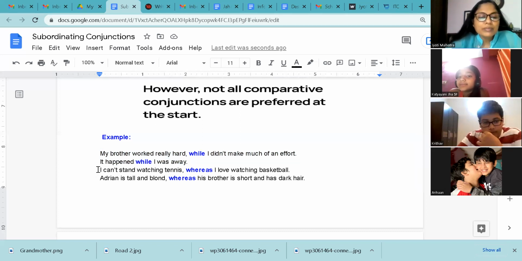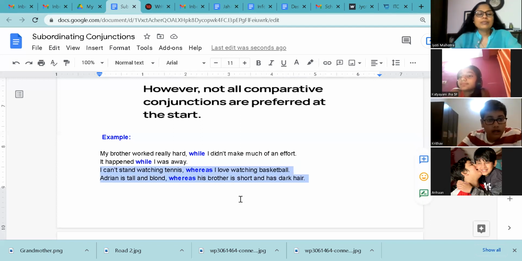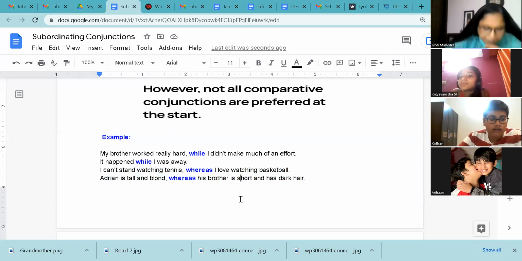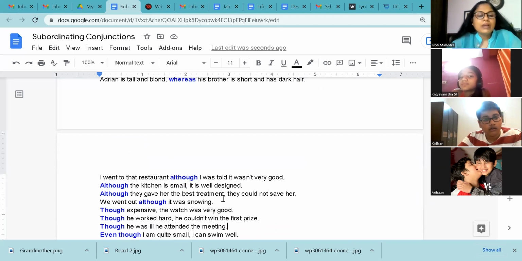Pritham, you want to read? Okay, ma'am. I can't stand watching tennis, whereas I love watching basketball. Read the next. Adrian is tall and blonde, whereas his brother is short and has dark hair. Let's have a look at some more examples. Who wants to read?